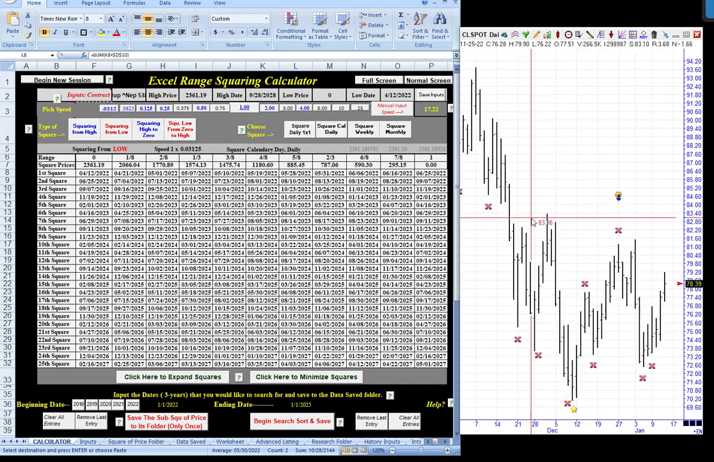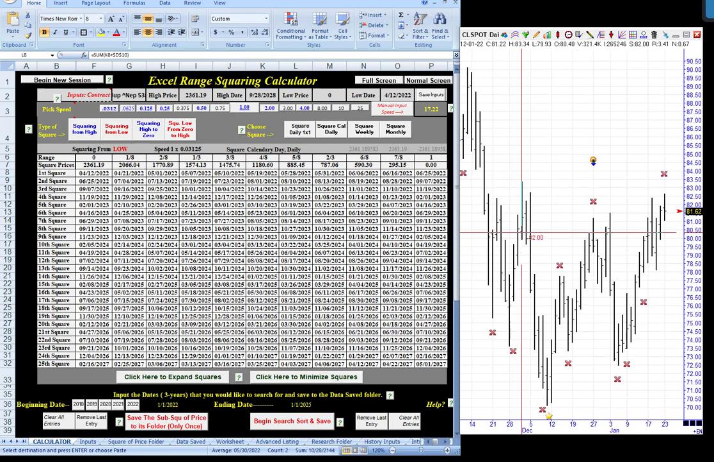And of course, it also helps to look at your options on the monthly ones in particular. Where is all the open interest at? If they're at $83 calls, more than likely you're going to see it above 83.